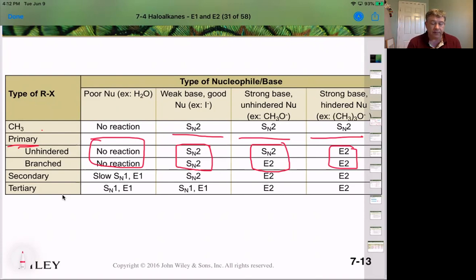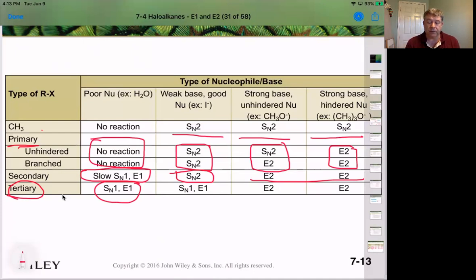Once we get to secondaries here, they will slowly react as E1, E2 in poor nucleophilic solvents like water. However, with good nucleophiles, they will undergo SN2. And in basic conditions, they will only undergo E2 reactions. Our tertiary alkyl halides will slowly undergo SN1 and E1 reactions in things like water. Again, going through that carbocation intermediate.